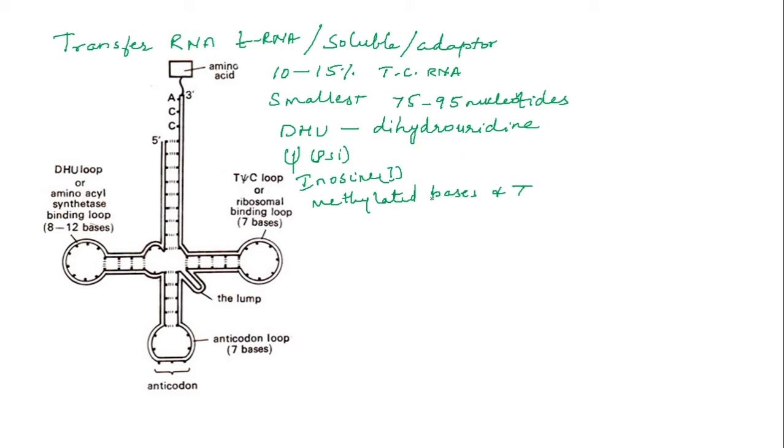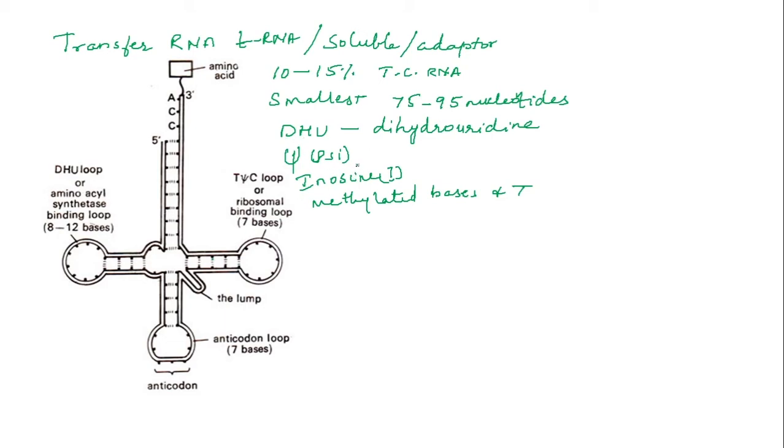It shows considerable helical structure, and more than 50% of the bases are paired. You can see in this structure there is pairing here. In the arm there is pairing, in the loop there is no pairing. 50% of this RNA is paired.